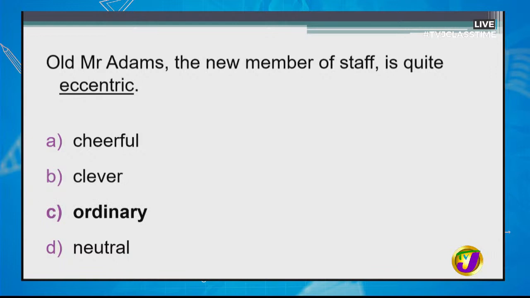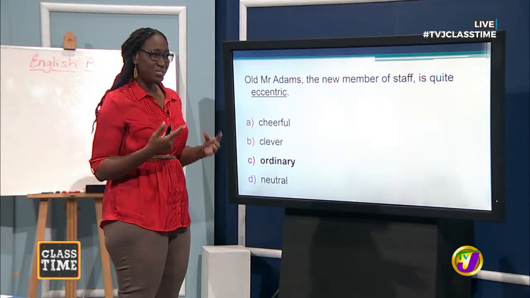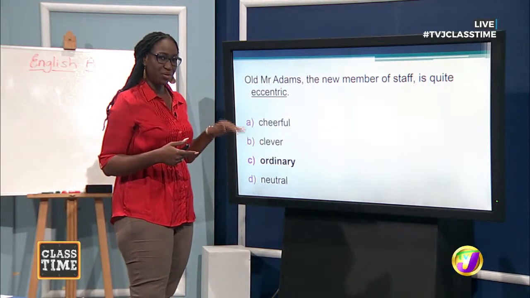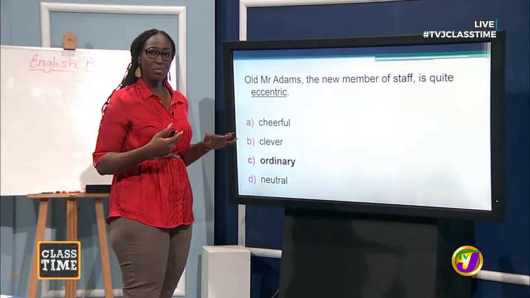Someone who is ordinary. So someone who is eccentric is usually different in a very different type of way. They have different quirks. They have different outlooks on life. They do things in an unusual way. But if you're not eccentric, that means you're basically ordinary. You're normal.